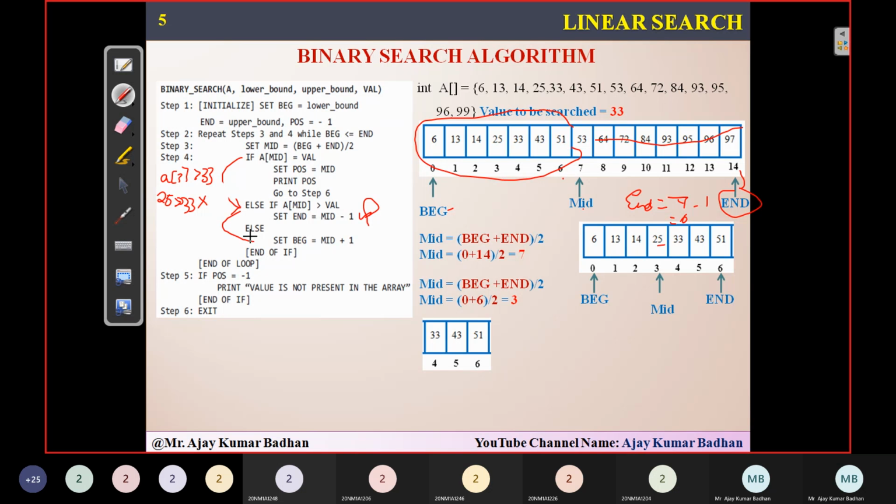Then finally we have to go to the else part. So in this case, since 25 is less than 33, we have to search this particular portion, and we have to simply ignore this particular portion. So in that case, the end value will not change. We have to search this portion, right? So here the end value will not change. What has to change here? The beginning should come here.